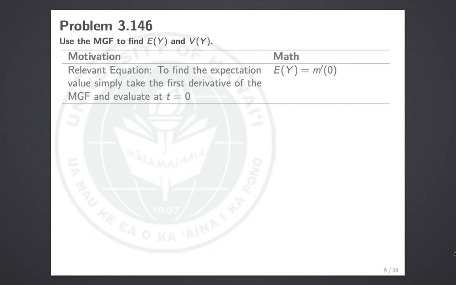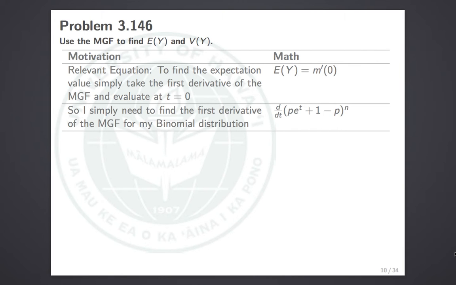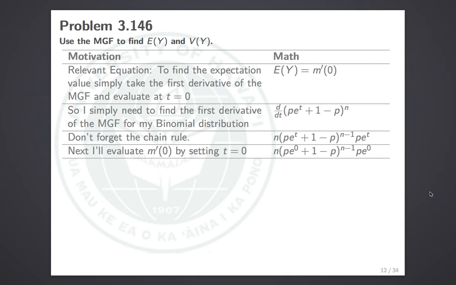All right. So 3.146 is asking me to use the moment generating function to find the expectation value and the variance. Here's a relevant equation. To find the expectation value, you simply take the first derivative of the moment generating function and evaluate it at t equals 0. So I need to find the d/dt of this thing, and this was the moment generating function that I found in the previous problem. If I take the derivative, I need to keep in mind the chain rule. And then I plug in t equals 0.